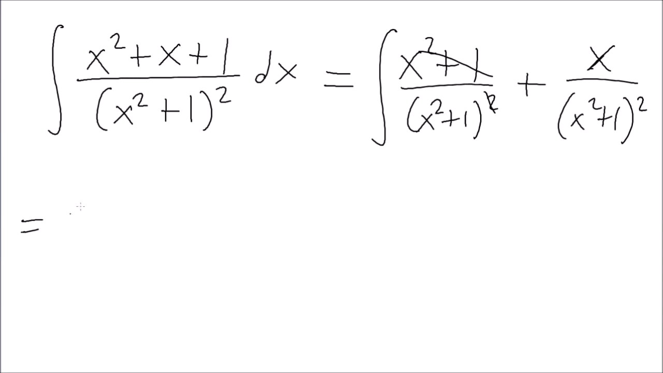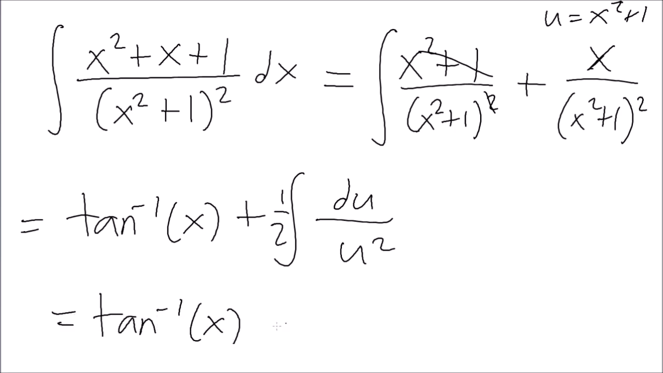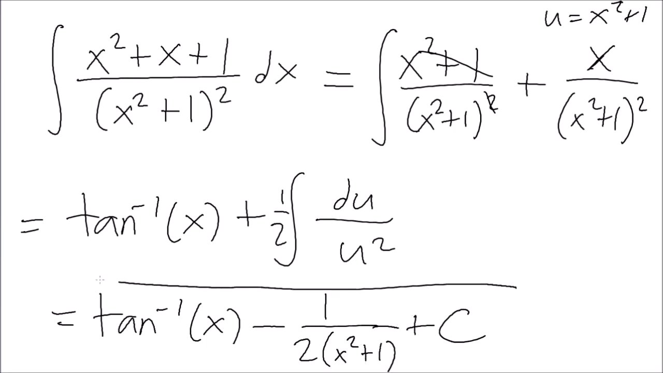Okay, so this is inverse tangent, right? And then here, plus, we let u equal x squared plus 1. So then this is a half du over u squared. Okay, we know this basic integral. So now this is inverse tangent minus a half of u, which is x squared plus 1. And that is our answer. Just like that. Simple. We don't have to do partial fractions. Dear God, no.